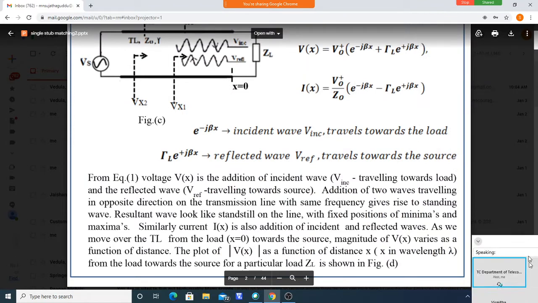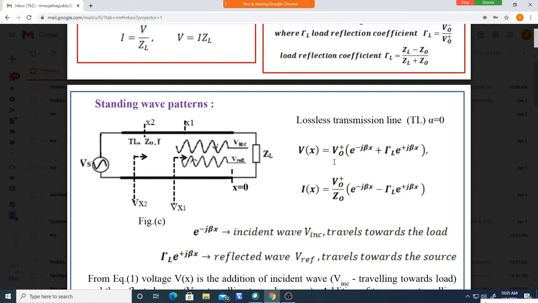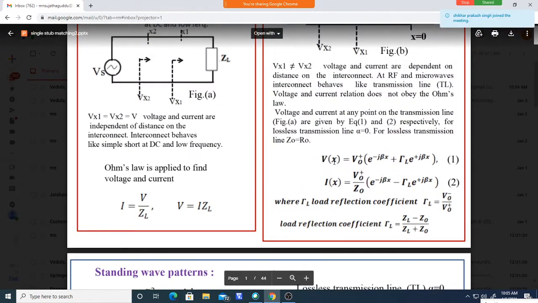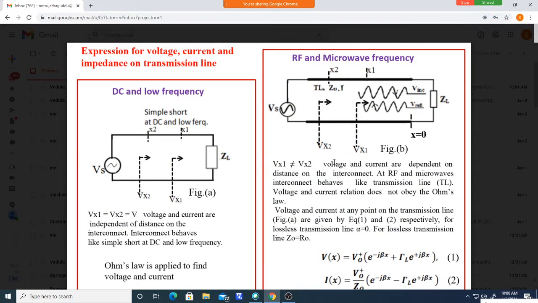Okay, in the previous class, we were looking at transmission lines and applications of the Smith chart for finding different parameters of transmission line problems. So, in the transmission line, as we know, if you treat the interconnect as a transmission line, there are a lot of issues.